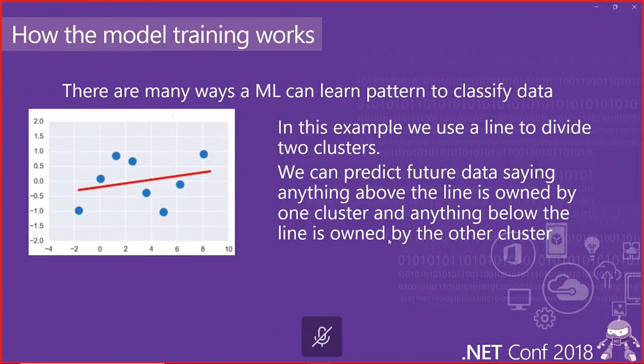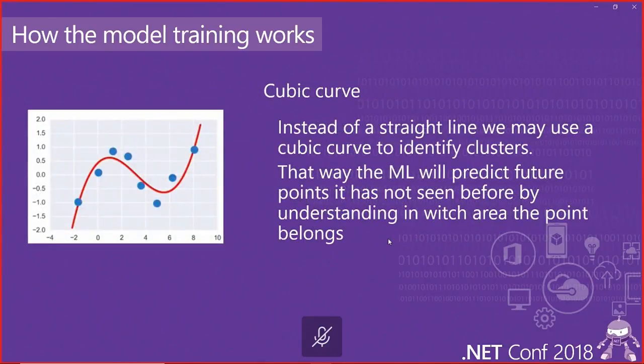So there are many ways that machine learning can learn patterns to classify data, as we said. In this example, we use a line to divide two clusters, so we can predict future data, saying anything above the line belongs to one cluster, anything below the line belongs to another cluster. But we can also use a cubic curve, as we saw before. So instead of a straight line, we can have a cubic curve, as you see in the picture below. That way, the machine learning will predict future points it has not seen before by understanding which area the point belongs to.